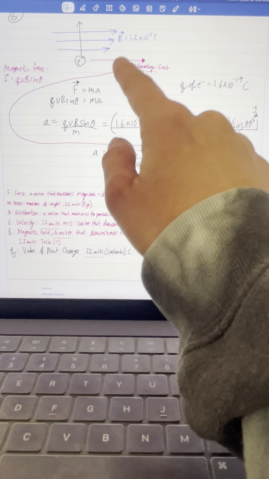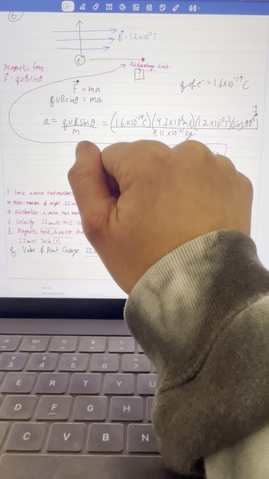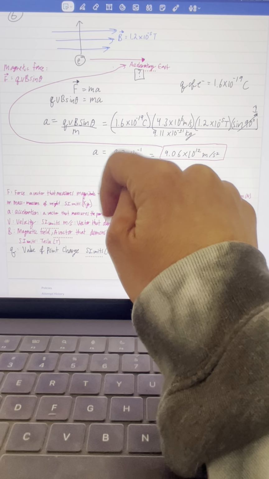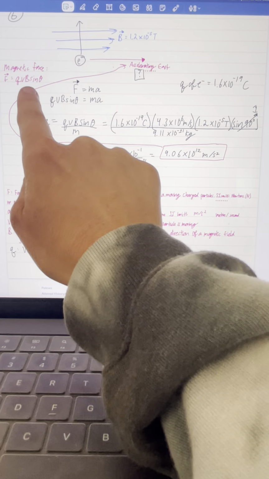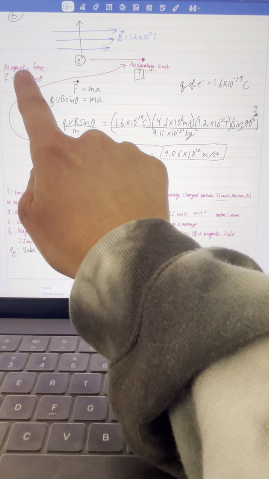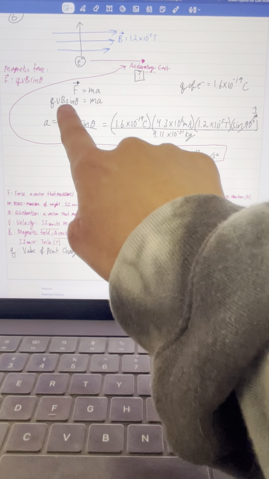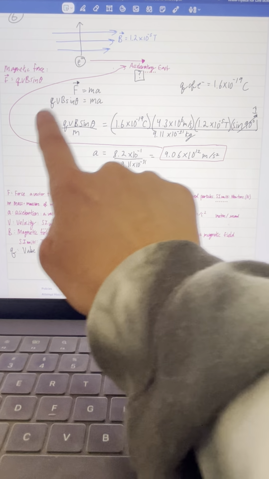For this, I decided that force equals mass times acceleration, which is what we learned first semester. We also know from our magnetic force equation that force equals QVB sine theta. So I plugged that in for force to equal mass times acceleration, to be able to get our acceleration by itself.